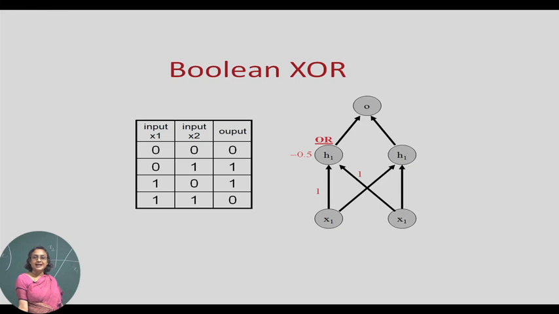We can have the second node at the first layer represent the AND function by putting the weights as 1, 1, minus 1.5, and we can have the node at the second layer implement the final XOR function by setting the weights as 1, minus 1, minus 0.5. This is one example implementation of the XOR function by using a two-layer perceptron.